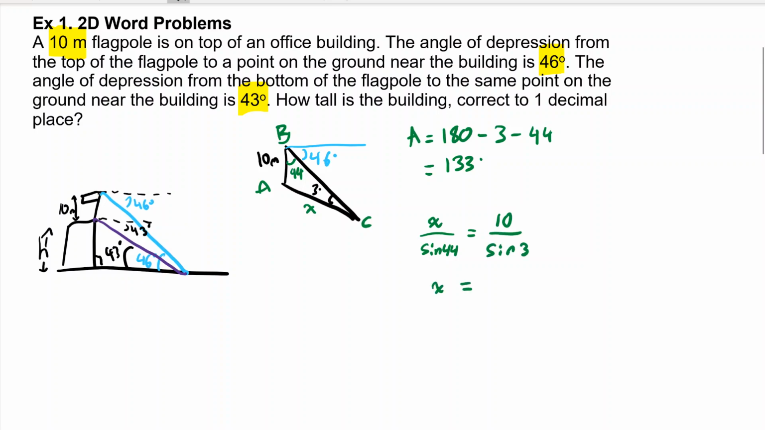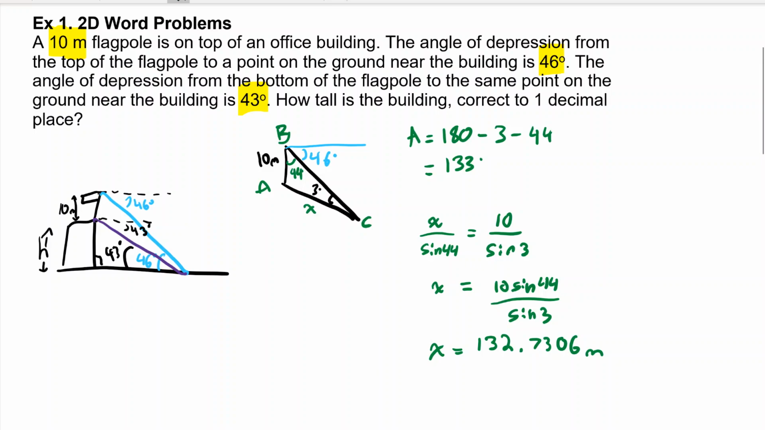So that means x is going to equal 10 sine 44. It's the same thing if I multiply sine of 44 times 10 or 10 times sine 44. And it's going to be divided by the sine of 3. So x, plugging this into my calculator, x is 132.7306 meters, right? Because we're dealing with meters in our flagpole, that means that x is being solved in meters.